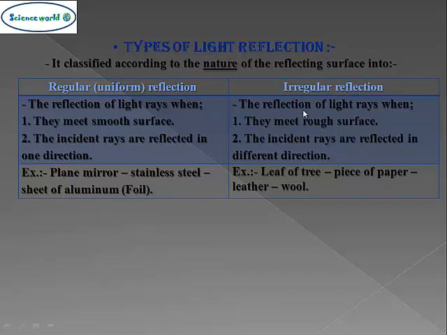Irregular reflection is the reflection of light rays when they meet a rough surface. The incident rays are reflected in different directions, in many directions. Examples are a leaf of a tree, a piece of paper, leather, and wool.